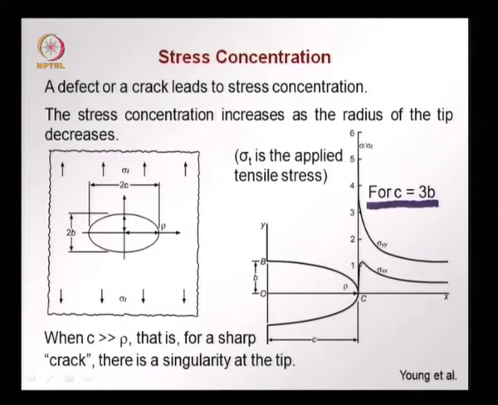Sigma xx also is quite high in here. Far away sigma xx and sigma yy will become smaller, but near the crack tip you have very high values. And what we see is that if the defect becomes sharper and sharper, that is c becomes very large compared to rho the radius, that is for a defect that is very sharp tending to be a crack, this stress now reaches infinity in the theoretical sense, that is there is a singularity of stress in the crack tip, the crack tip stresses become singular.